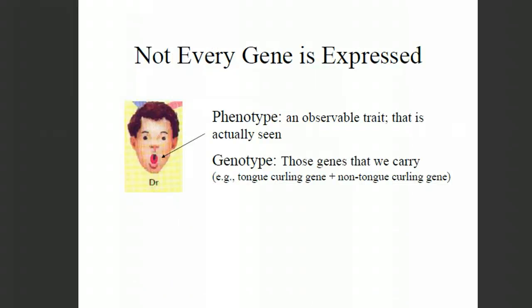This brings up additional terms that you need to be aware of, phenotype and genotype. And again, we need these terms to have a good conversation on this topic. So phenotype, that's the observable trait that's actually seen. So if they ask, what's a tongue curling phenotype, they're asking, can the child curl his or her tongue? Genotype, those genes that we carry.